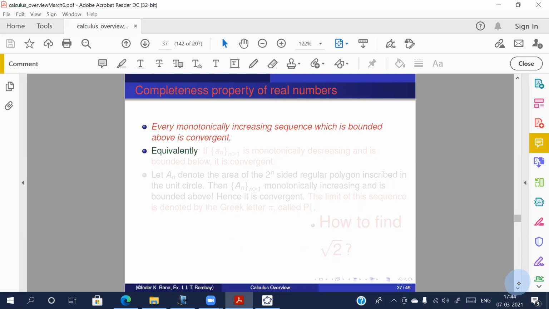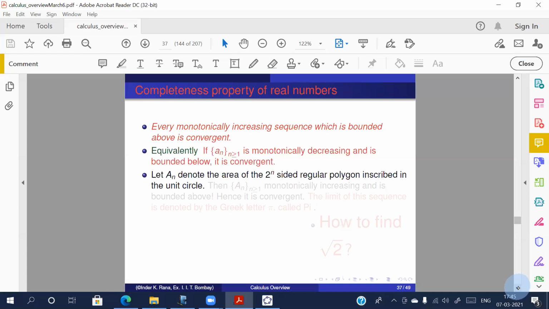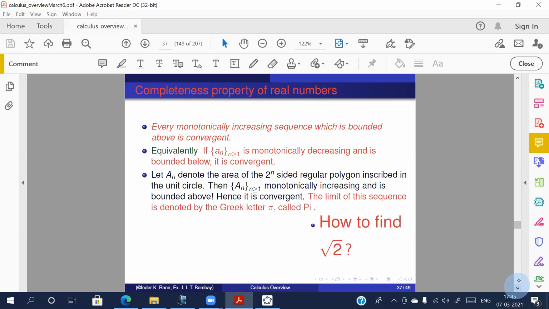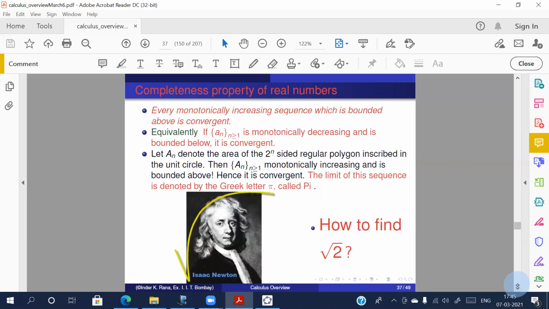So the basic thing is that defining real numbers properly with this property made the definition of pi rigorous, as the limit of the n-gons. This can also be used to find the square root of 2. We call it the Newton-Raphson method of finding the square root by sequences. I don't have time to go into this, so I'll skip that.